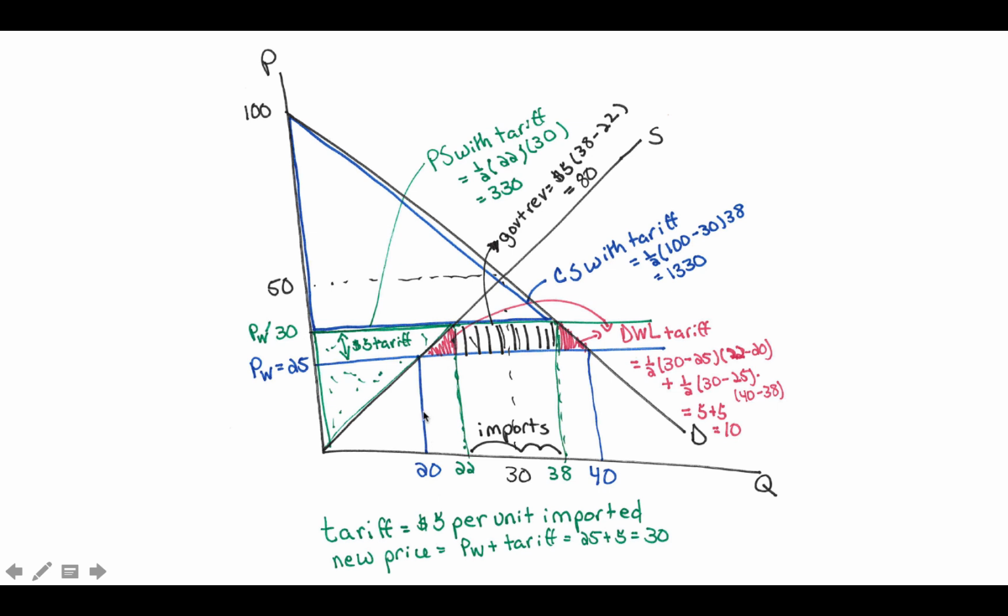Basically what's happening with this tariff is that producers, because the price is artificially inflated by the amount of the tariff, are producing too much here. So that's this portion of the deadweight loss. And then this portion of the deadweight loss is due to the fact that, because the price is greater, consumers are consuming less. And so those are the two portions. So you can see I calculated this portion plus this portion. So the deadweight loss associated with this tariff is $10.